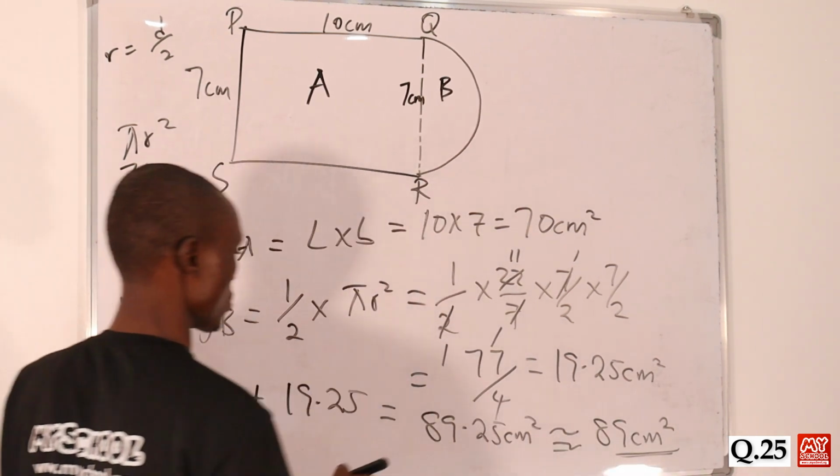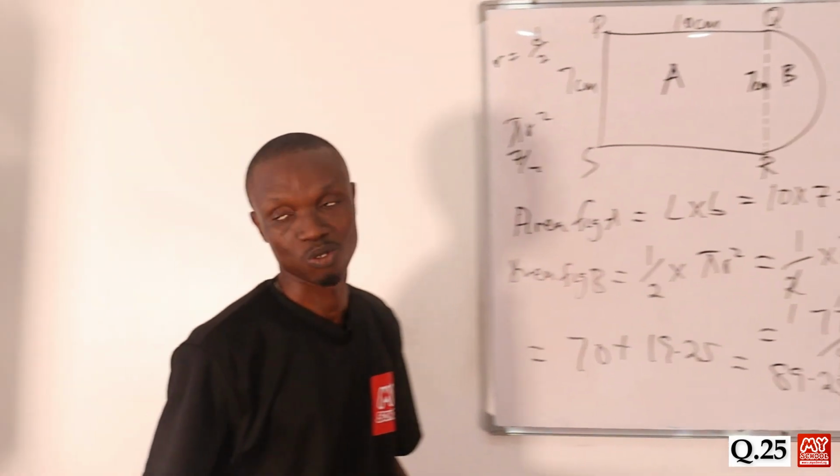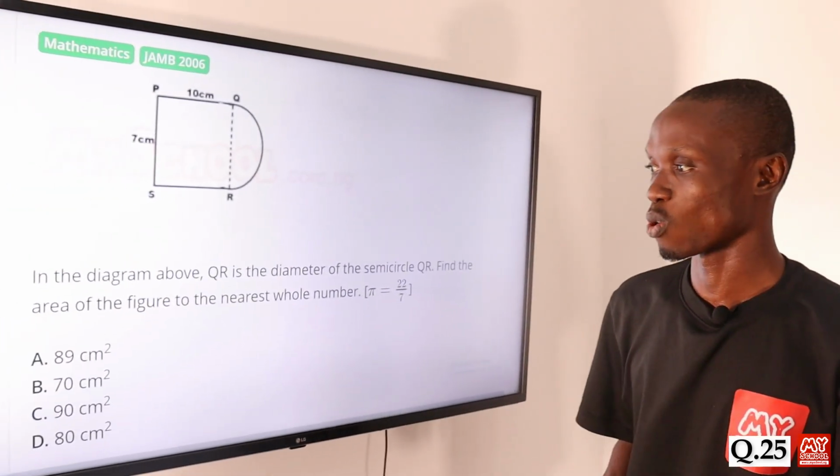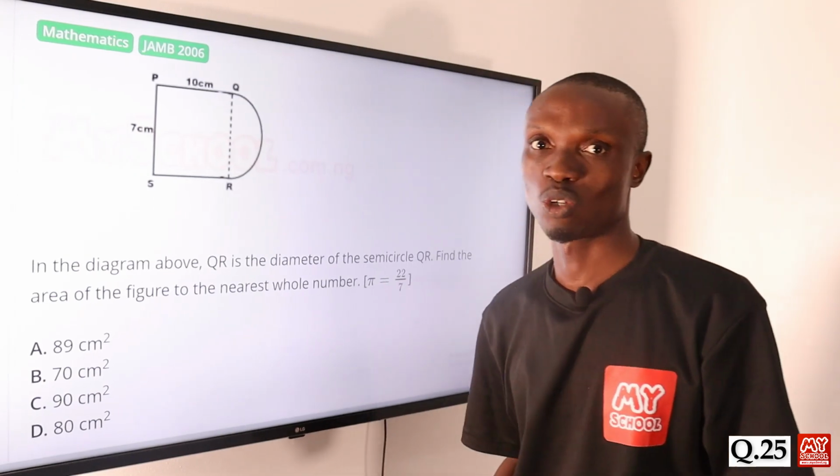So let's return back to the screen to pick the correct answer to this question, and that is option A, 89 centimeter square.